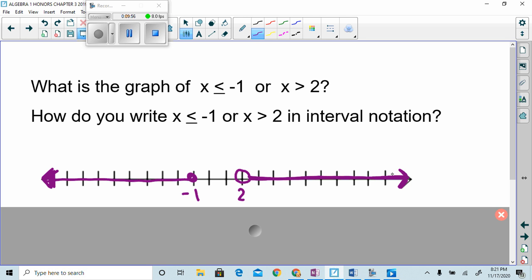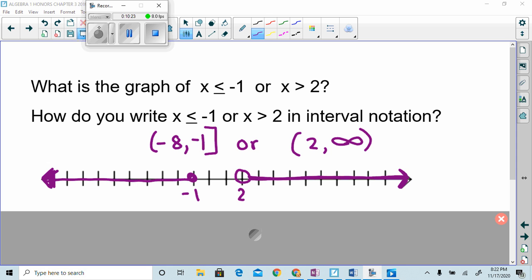Now we want to write this in interval notation. Well, for the first part, I see that I have negative infinity, comma, -1 because of the line underneath. This is a bracket. Or we have 2 and a positive infinity. And we'll do some more of these in class.